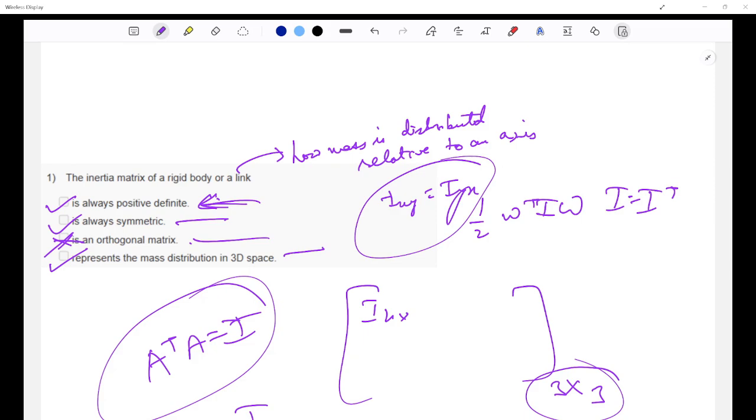If there is any center point or center line, or if you're fixing a frame of reference somewhere, the way the mass is distributed around that point or around that line is important, and that is given by the inertia matrix. So this option is also correct. The final correct answers are: it is always positive definite, it is always symmetric, and it represents the mass distribution in 3D space. It is not orthogonal, and it is not skew symmetric. All right, let's move to the next question. I hope this is clear.